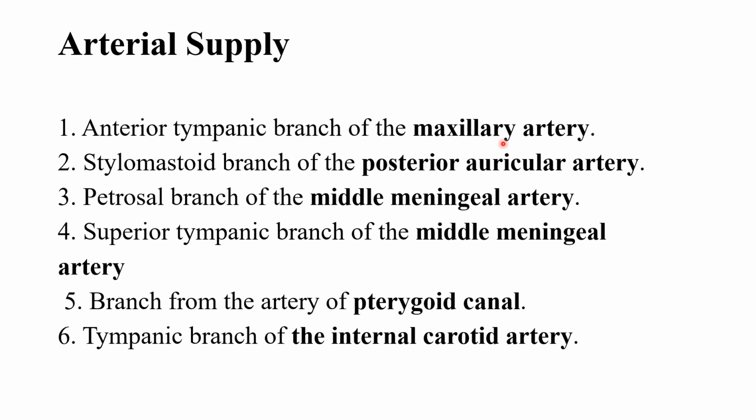Okay, so let's see the branches. You should know the names of them. So the anterior tympanic branch of the maxillary artery, there are two branches from the middle meningeal artery: the petrosal branch and superior tympanic branch. Then there is a stylomastoid branch of the posterior auricular artery. Then there is the branch from the pterygoid canal, the artery of the pterygoid canal, and tympanic branch of internal carotid artery.